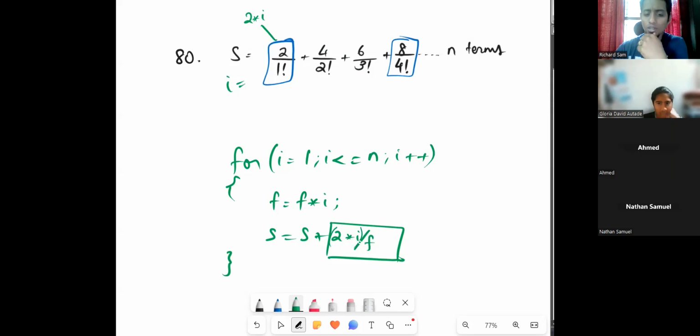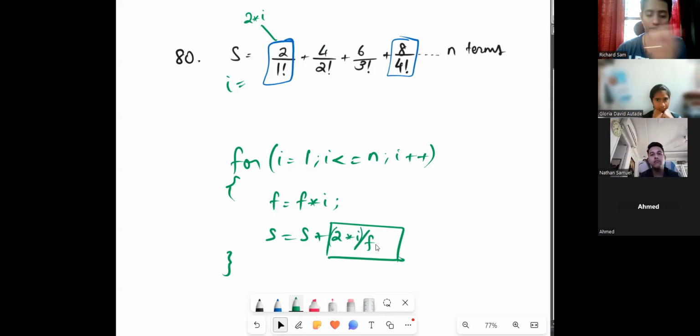Even if you don't put it, it's okay, because in Java the precedence for multiplication and division is the same, but it does whichever is first. So multiplication comes first. Don't worry, it will do multiplication before doing the division. But you can put a bracket if you want, it won't make any difference. All right, so that's the numerator, 2 into I.